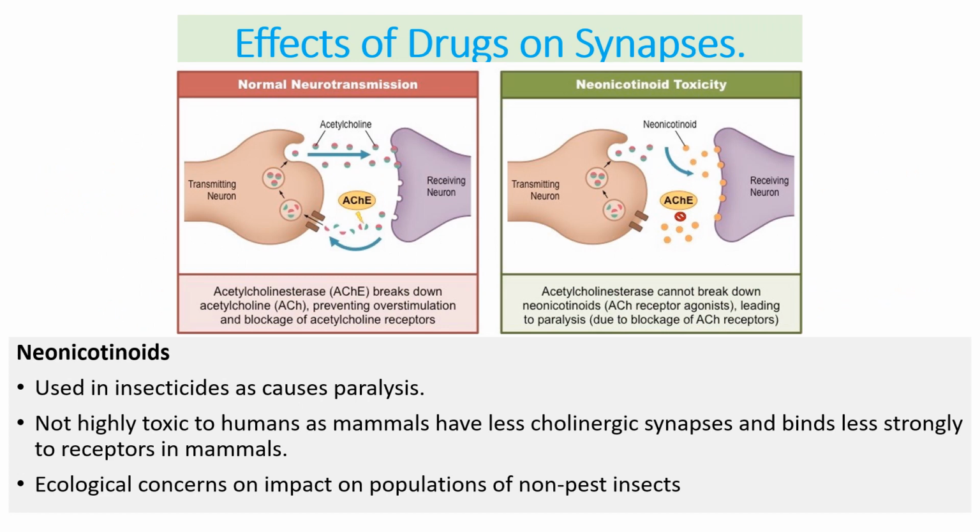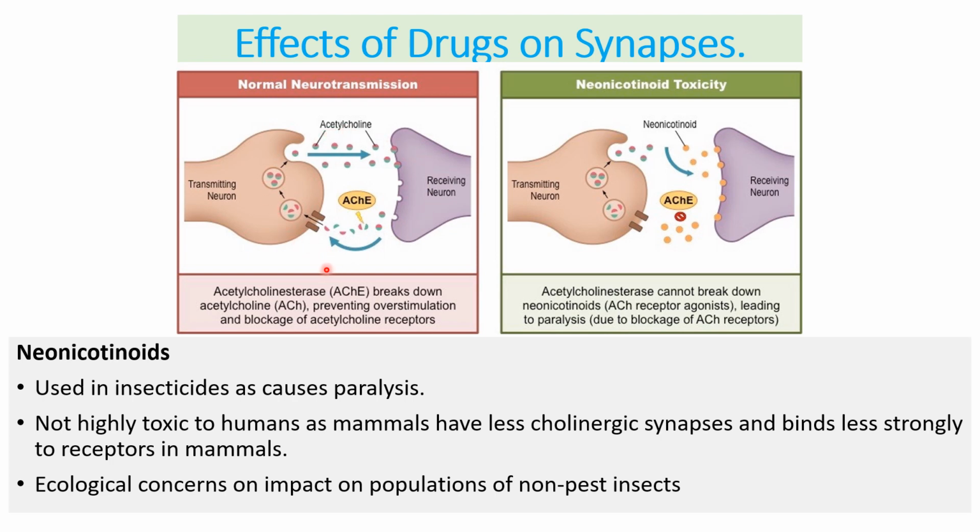You need to be aware of certain drugs and the effects of certain drugs on synapses. This is likely to be given to you and you have to apply the information, but let's have a look at a couple of drugs. Neonicotinoids are used in insecticides, so more likely in an exam you'd be told it's an insecticide that causes paralysis. They're not highly toxic to humans because we have fewer cholinergic synapses and it binds less strongly to the receptors in mammals. Normally the acetylcholine comes across, acetylcholinesterase breaks down the acetylcholine and it gets recycled.